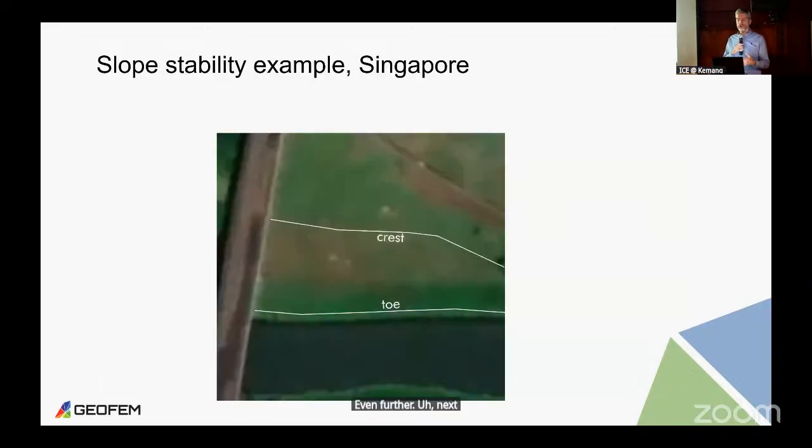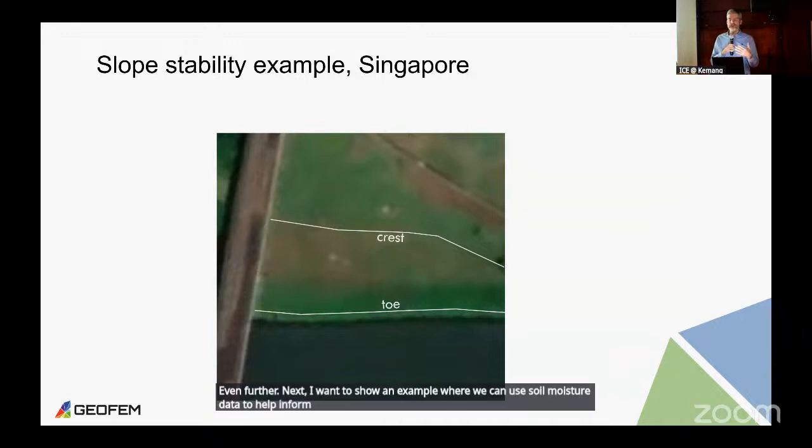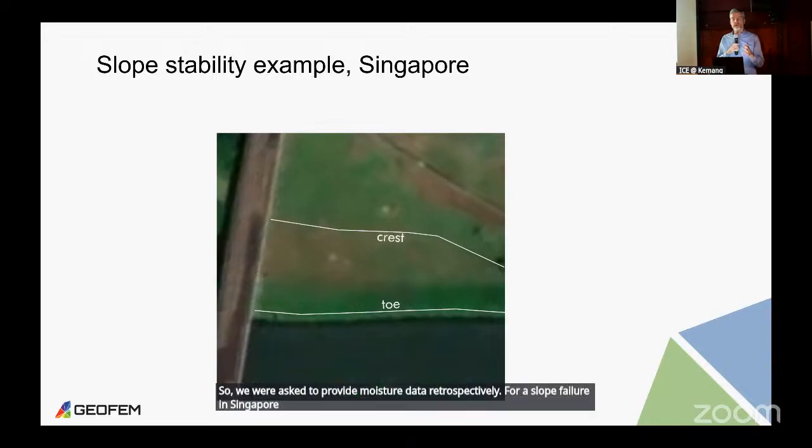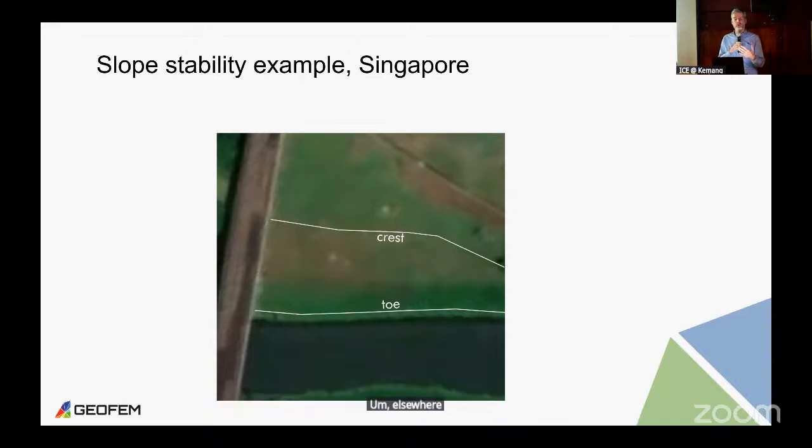Next, I want to show an example where we can use soil moisture data to help inform geotechnical analysis and assessment of landslide susceptibility. We were asked to provide moisture data retrospectively for a slope failure in Singapore. I can't show you that precise location because that's confidential, so I'm going to show you a slope elsewhere in Singapore where we obtained soil moisture data in the same analysis.